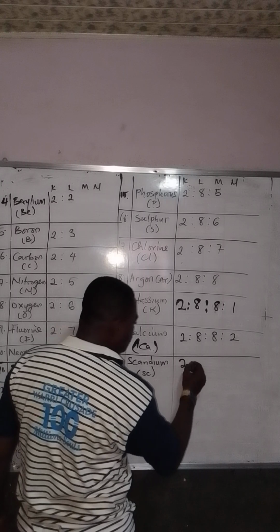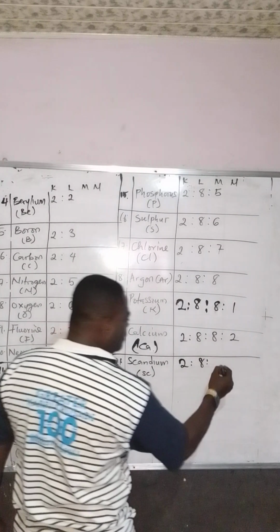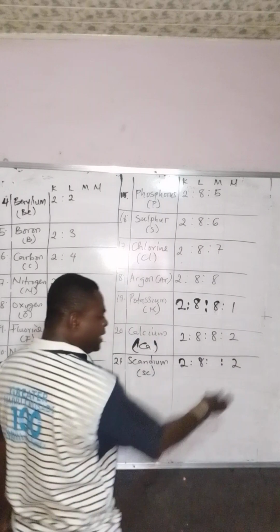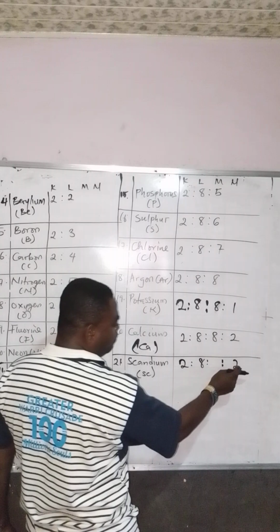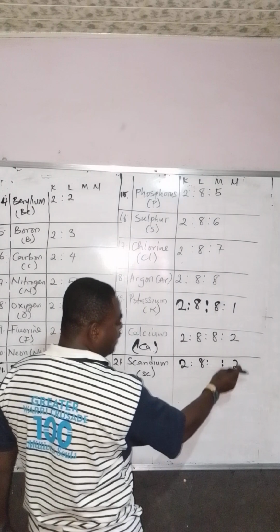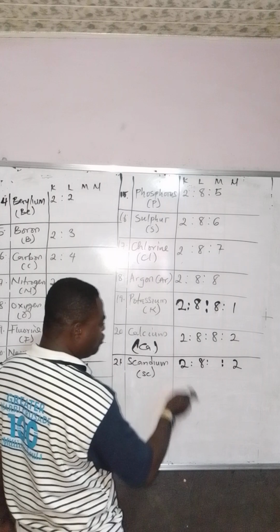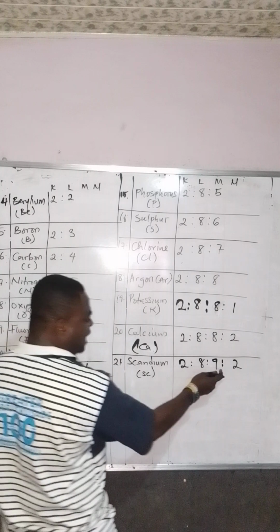You have 2, 8. Now let me omit this space. They end in 2. Then the remaining thing is put here. This is 2 plus 8, that's 10. 10 plus 2, that's 12. So what do I need to add to 12 to make 21? That is 9. So I put 9 up.